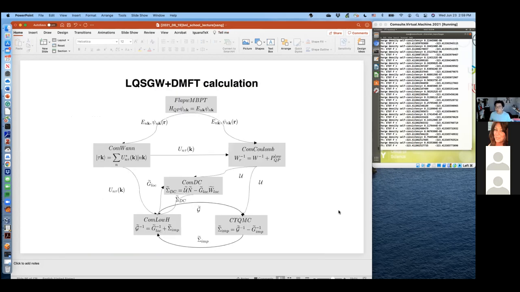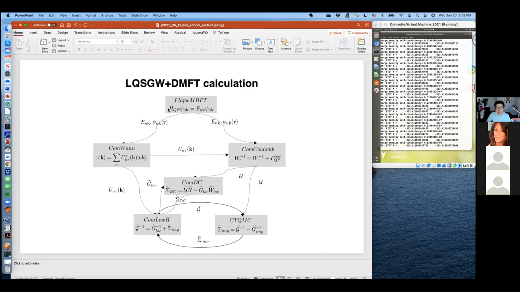Okay, so it will take a little bit longer than a DFT calculation. I hope that in the meantime, we will get the answer. But this is the flow chart of how the COM DMFT package does the LQSGW plus DMFT calculation.